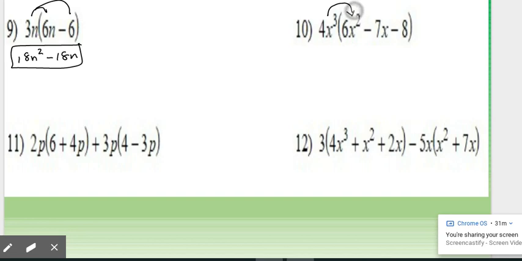For number 10, distribute. Negative 4x a third times 6x squared. 4 times 6 is 24. Don't forget to add your exponents when you multiply. It's a 5, by the way. 4x a third times negative 7x. 4 times negative 7 is negative 28. X to the third times x to the first is x to the fourth. And then 4x to the third times negative 8 is negative 32 x to the third.